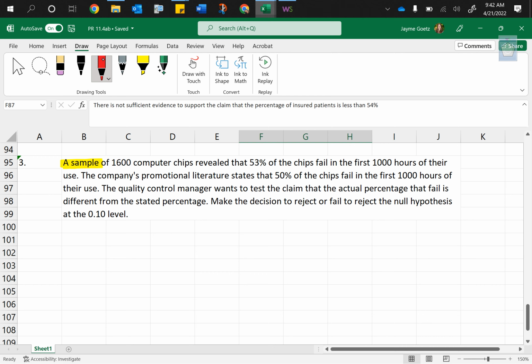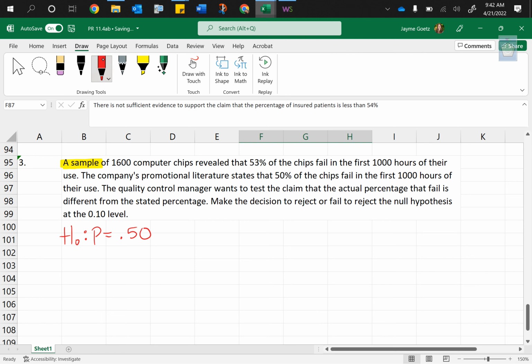The company's promotional literature states that 50% of the chips fail in the first 1,000 hours of their use. So the company's promotional literature is saying, my null hypothesis right here, the proportion is 50%, 0.50. The company is saying that the population proportion is 0.50.